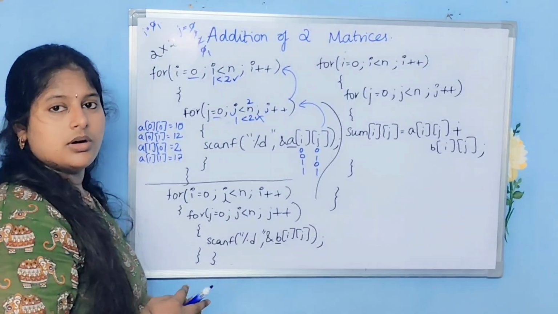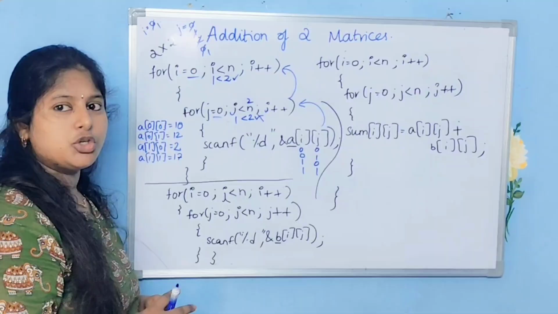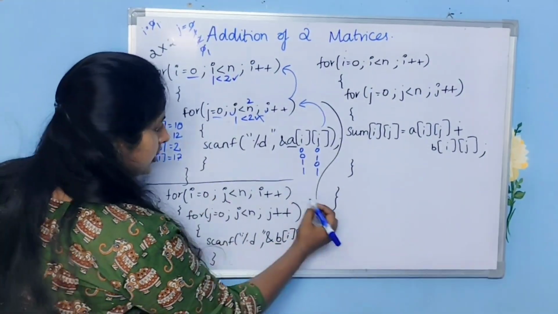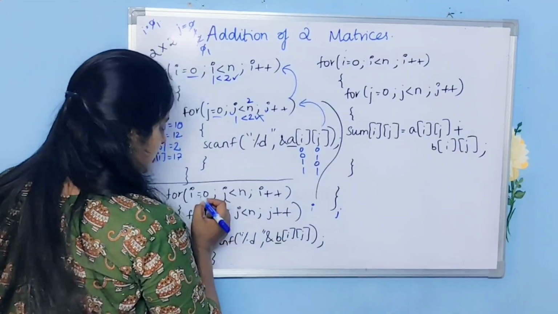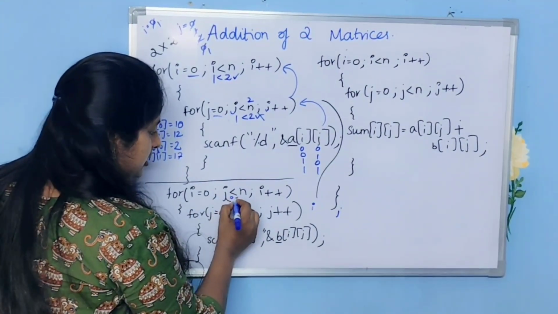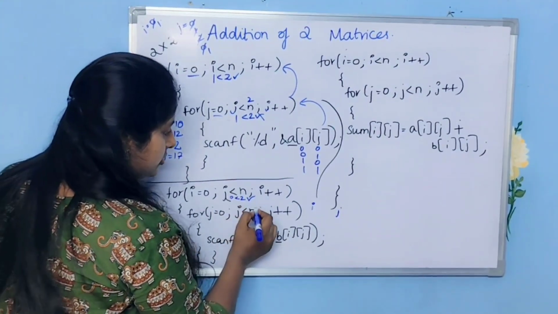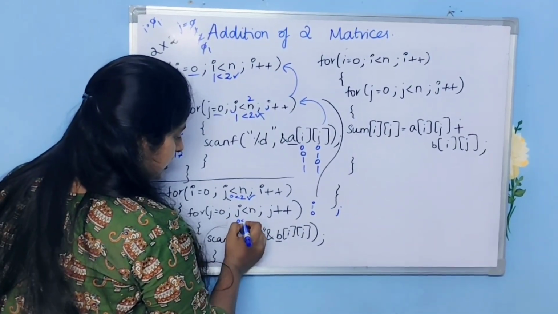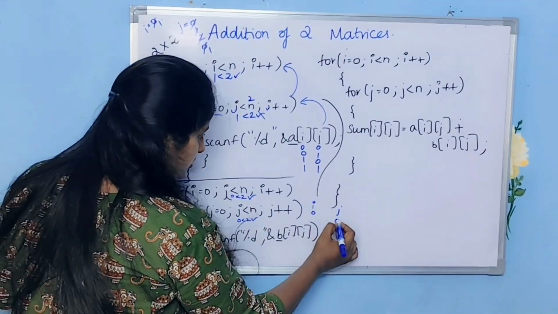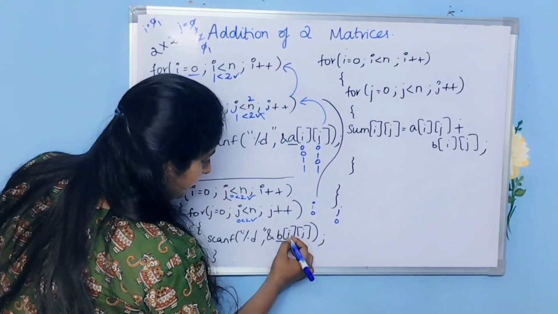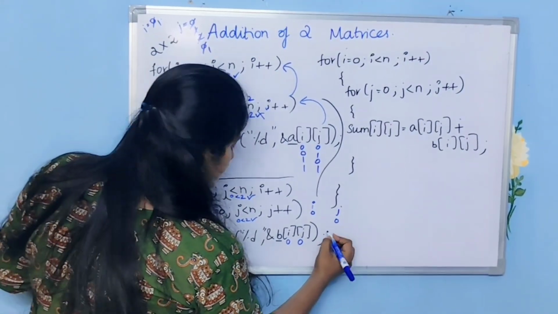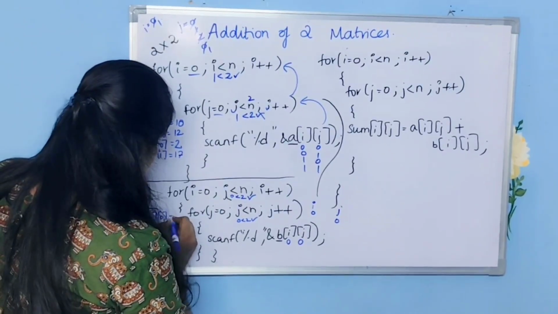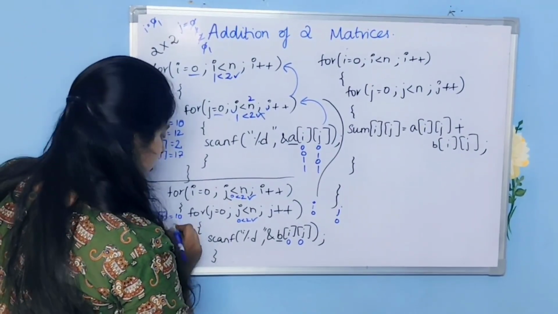Now let me read the elements into my second matrix B. So i equals 0. 0 is less than 2, condition true. So j equals 0. 0 is less than 2, condition true, so it goes inside. B of i equals 0, j equals 0. So B of 0, 0 is around 10.